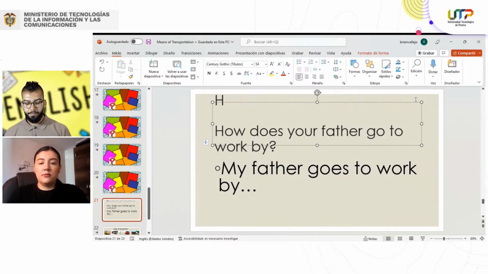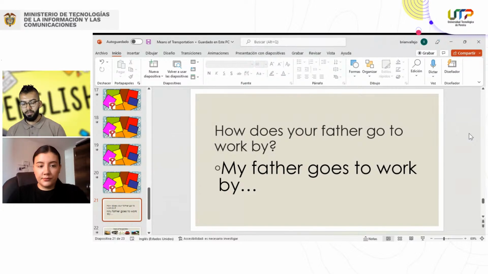As soon as we got the first answer, I invite the teacher to read those comments. How does your father go to work by? My father goes to work by. What means of transportation does your father use to move from his house to the place where he works?